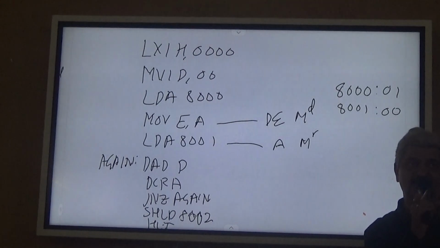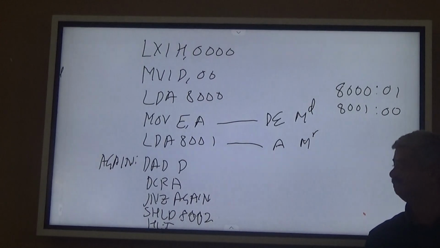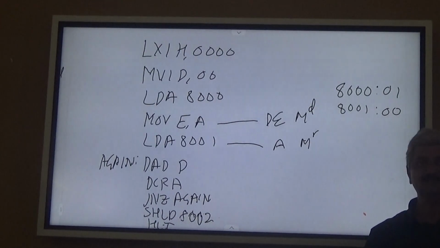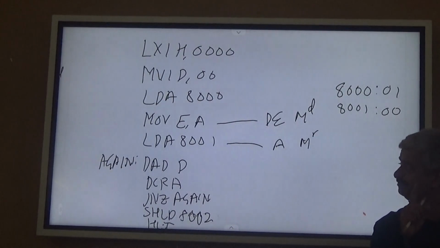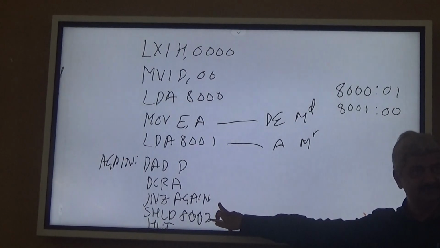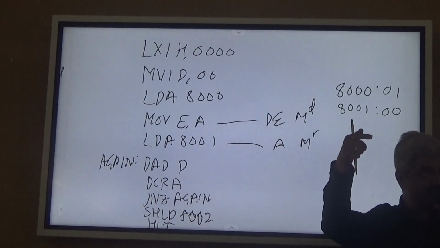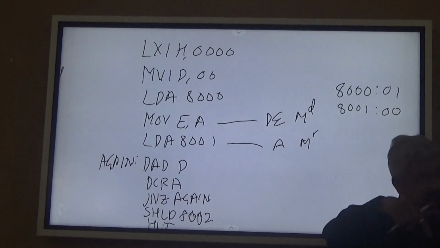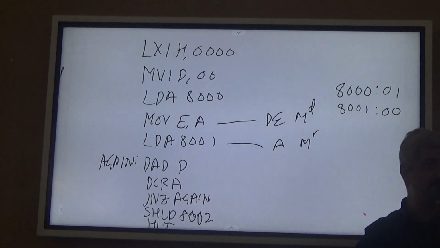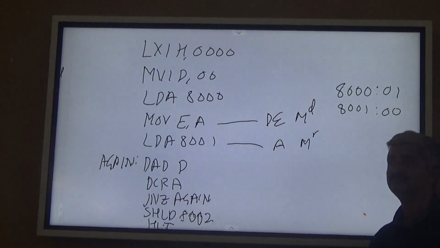So we need to prevent that. How can we prevent that? Since we check it after the decrement, if it is already 0, it becomes FF and then it continues for FF times. So we should check it before the addition. So how can we do that?